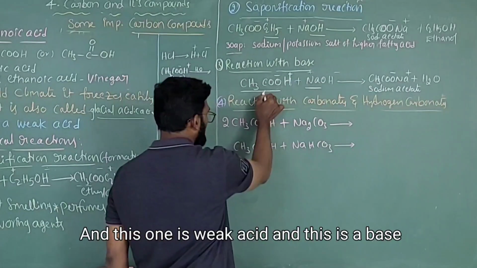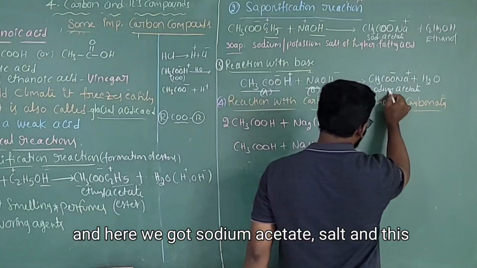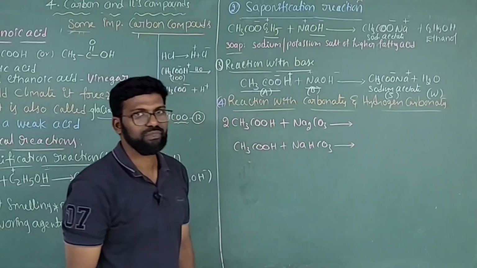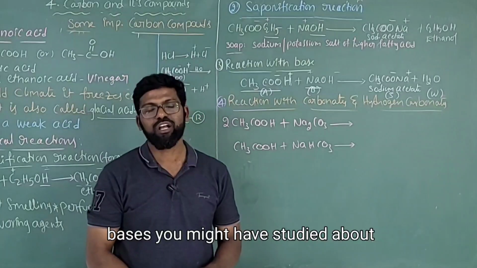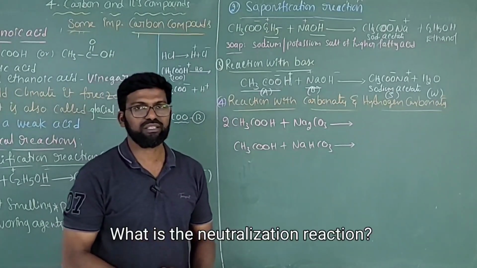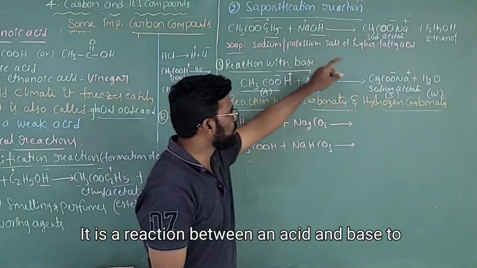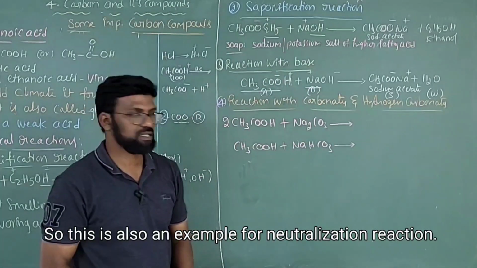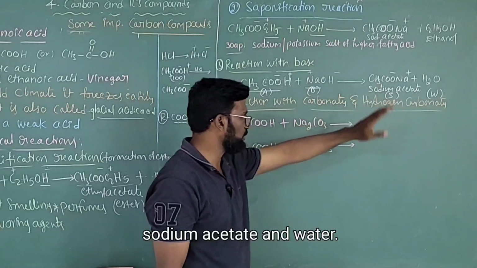And this one is a weak acid, and this is a base, and here we got sodium acetate, salt, and this is water. Do you remember anything from this reaction? In the second chapter, acids and bases, you might have studied about the neutralization reaction. What is a neutralization reaction? It is a reaction between an acid and a base to give salt and water. So this is also an example of a neutralization reaction. Acetic acid reacts with sodium hydroxide, gives sodium acetate and water.